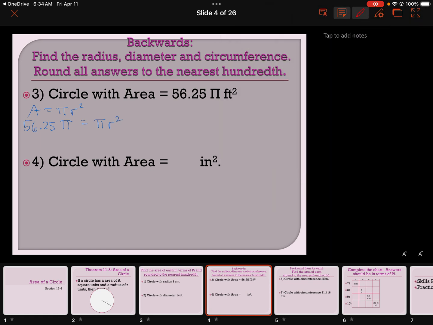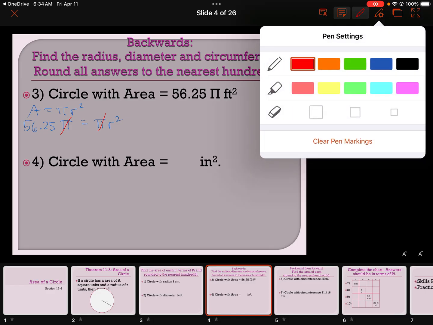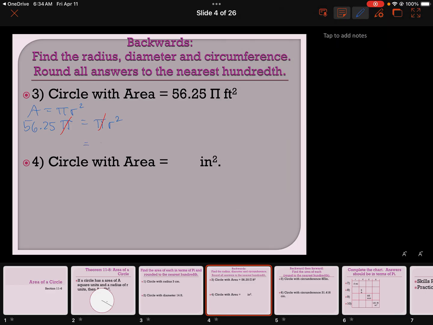Okay, now don't make this more complicated than it needs to be. Just cross off the pi's. When you get your area in terms of pi, it makes it a little bit easier. So we have a radius squared. That's going to equal a decimal. If you want to unsquare that radius, just take the square root of it. Okay, so again, you're going to need a calculator for this. No real way around it. What is the square root of 56.25? It's 7.5.